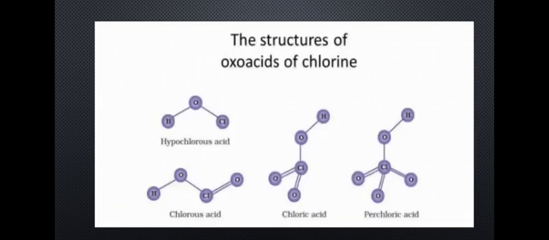Next is oxa acids of chlorine. In oxa acids of chlorine, we have hypochlorous acid, chlorous acid, chloric acid, and perchloric acid. And you will see here, in oxa acids, the halogen has one doubly bonded oxygen and one OH bond, except for hypochlorous acid, in which halogen has only one OH bond. So in every oxa acid, the central atom should have at least one doubly bonded oxygen and one OH bond. Let us see the case of chloric acid.